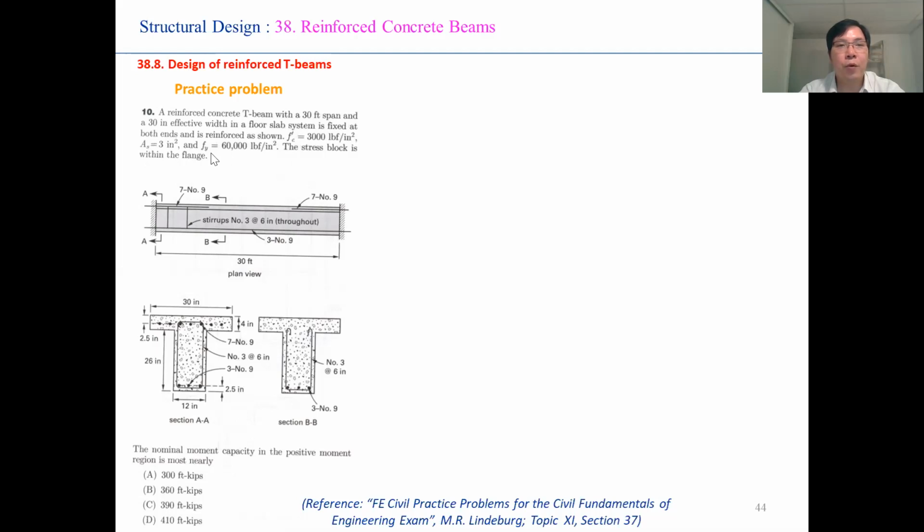concrete, steel, and they give you the section of the beam. The question is: what is the nominal moment capacity in the positive moment region of the beam?